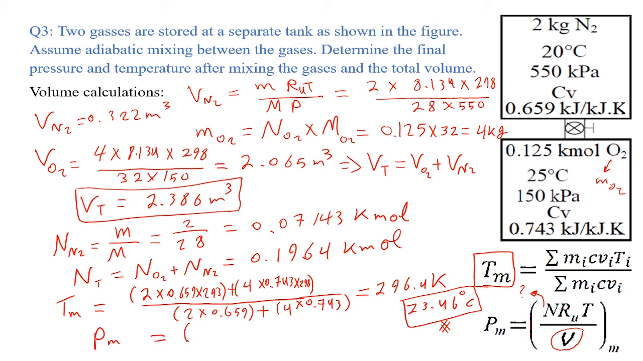Now we calculate the pressure of the mixture. We have the number of moles multiplied by the universal gas constant multiplied by the temperature of the mixture we just calculated, divided by the total volume. So the pressure is 202.88 kilopascal.